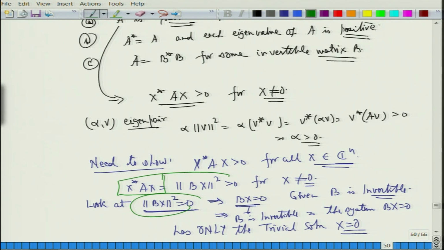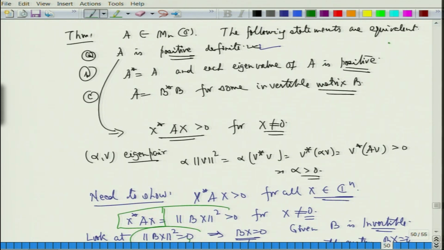So we have shown that all these three conditions are equivalent. A is positive definite implies A star is equal to A. I have not proved that part, you have to do it yourself. I have shown that the eigenvalues are positive. Eigenvalues are positive means this happens and invertibility comes because each lambda i is positive, fine. And from here we go to this because B is invertible implies the system Bx equal to 0 has only the trivial solution, alright.